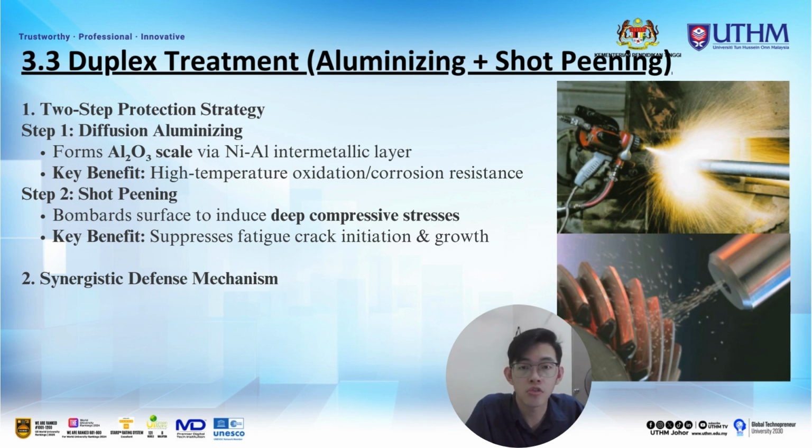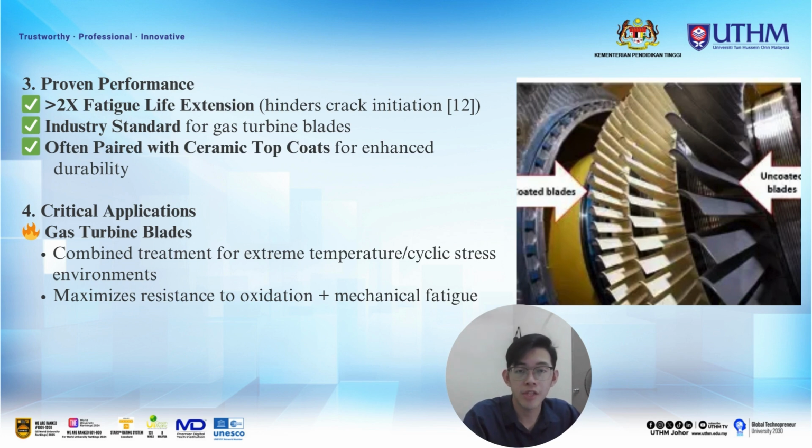So the synergistic defense mechanism: aluminizing will prevent oxidation and corrosion, with the mechanism being the protective Al2O3 scale. Shot peening will prevent fatigue failure, with the mechanism being a compressive stress barrier. For the aluminizing and shot peening duplex treatment, the proven performance is more than 2 times fatigue life extension, an industry standard for gas turbine blades, often paired with ceramic top coats.